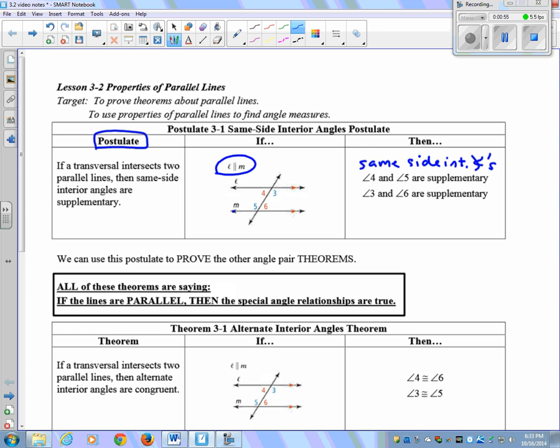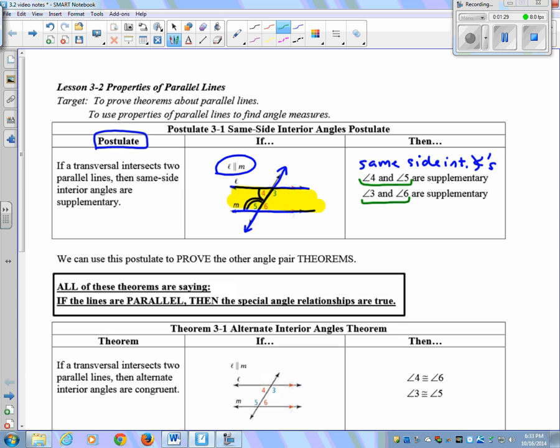are supplementary. So in this case, angle 4 and angle 5 are two angles that are on the same side of the transversal. They're on the interior of the parallel lines. Remember we learned interior means between the two lines. So this yellow part is the interior. So angles 4 and 5 are same side interior angles. And angles 3 and 6 are also same side interior angles.